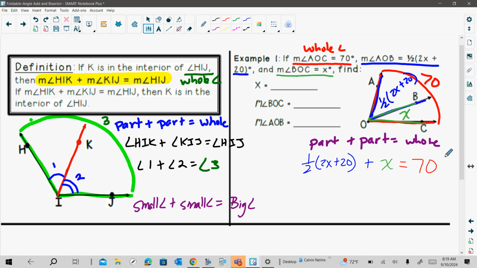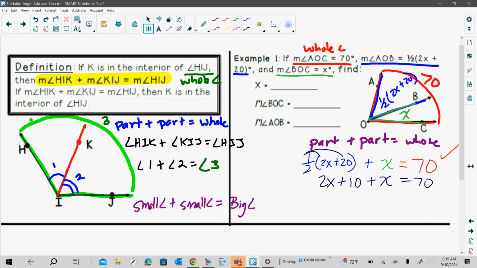So the next thing I'm going to check is the equation. You have it set up correctly. All right, we need to solve this, so we need to distribute the half to each term. This is going to be x plus 10 plus our x equals 70. Now we're just going to combine like terms.